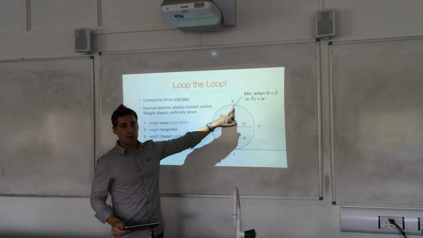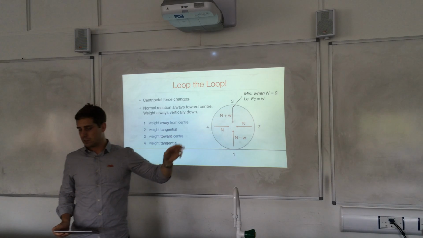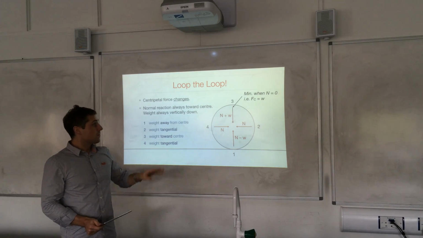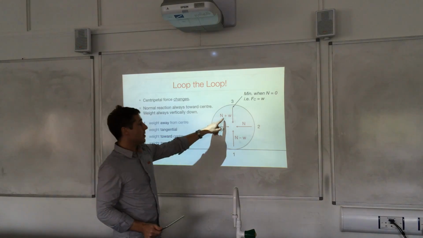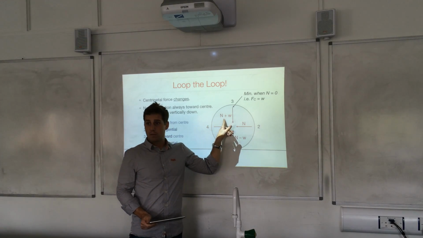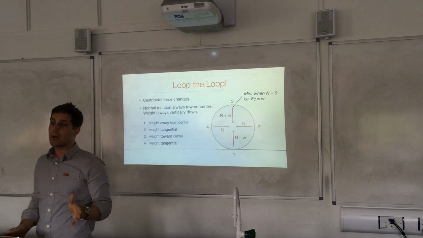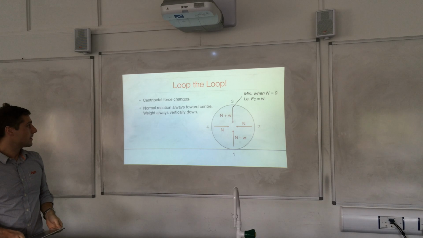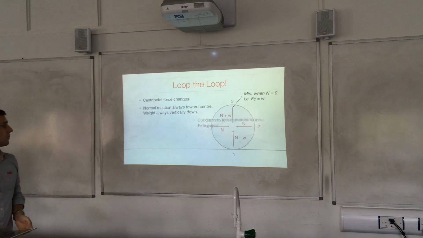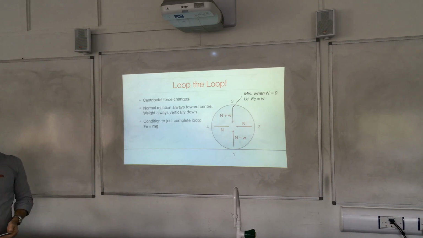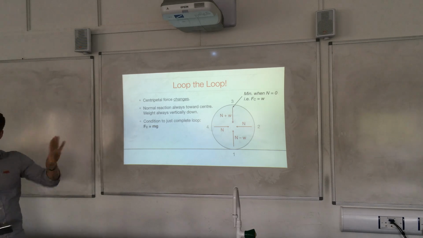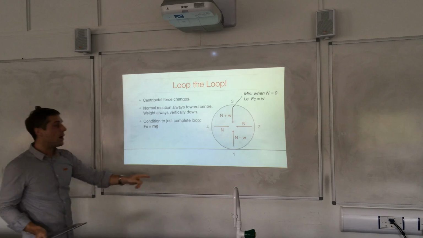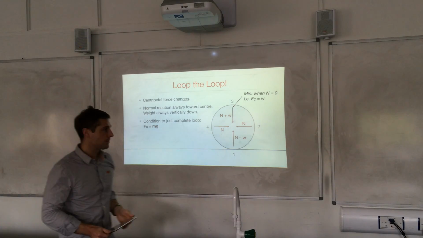At position 3, when it's right at the top, the instant it's at the top, the minimum centripetal force would be provided when N is equal to 0. So if N equals 0, then it's just the weight providing the centripetal force. So from there you can get a condition by which you can just complete a loop, i.e. don't fall off the top there.